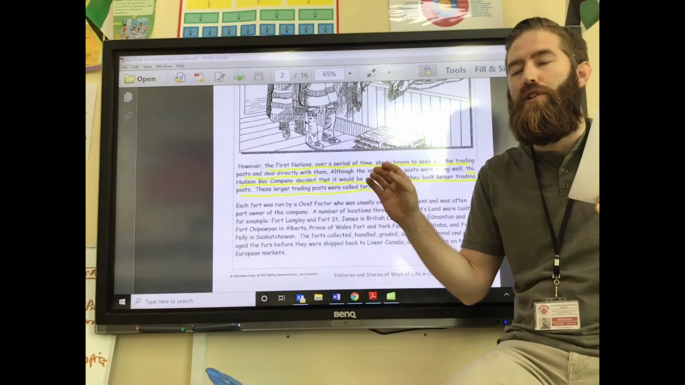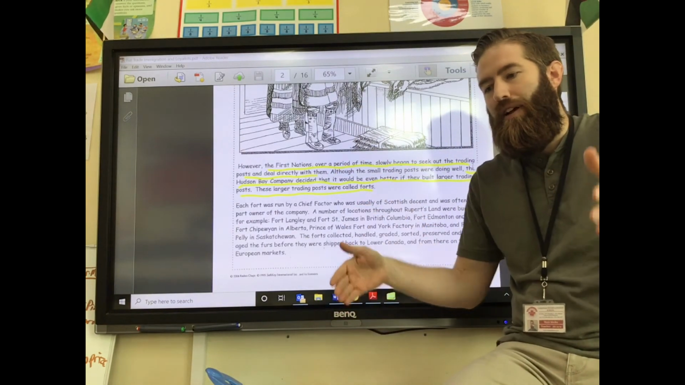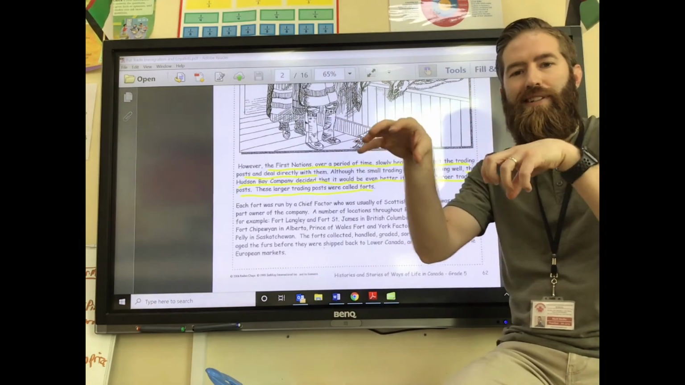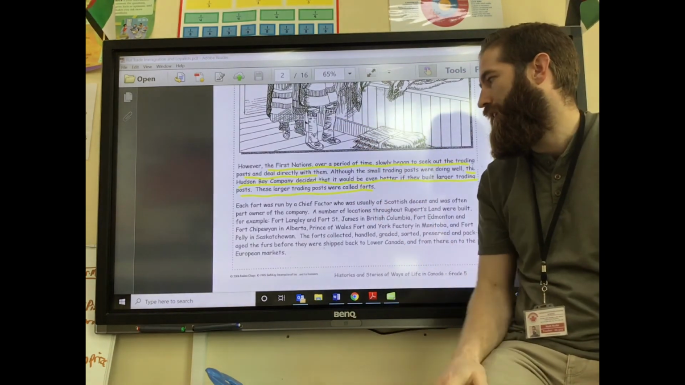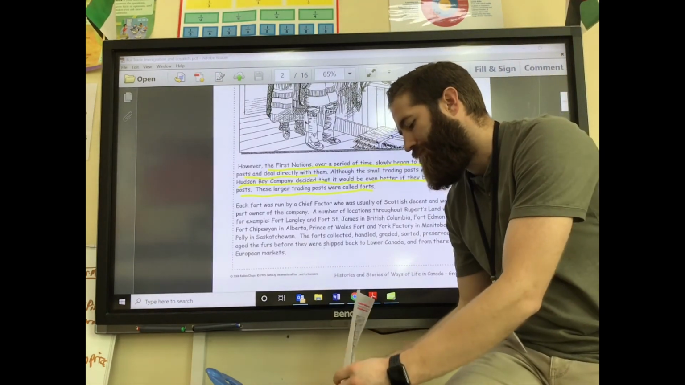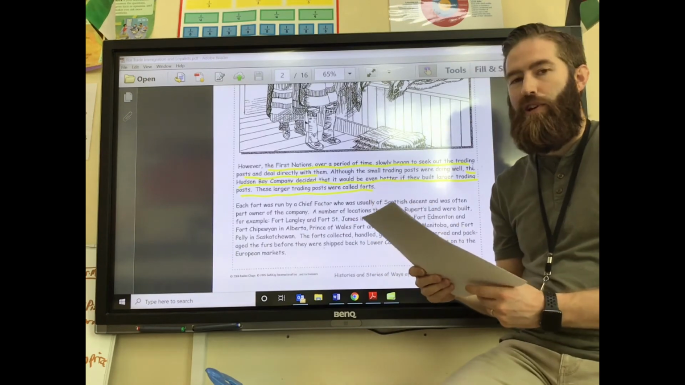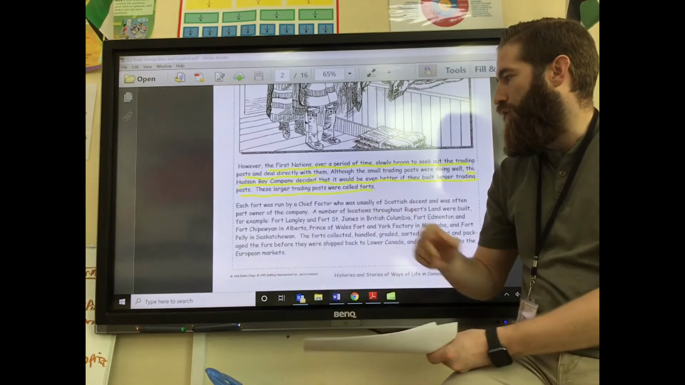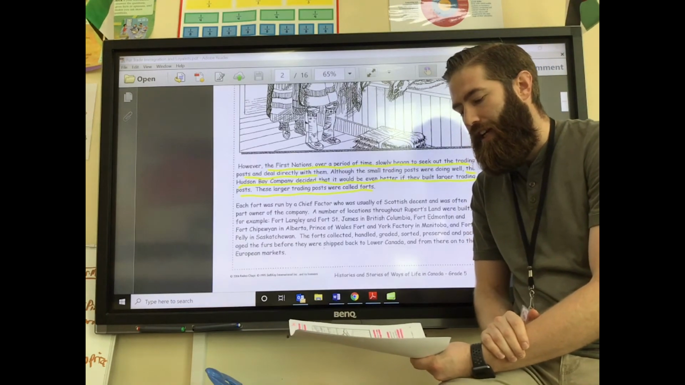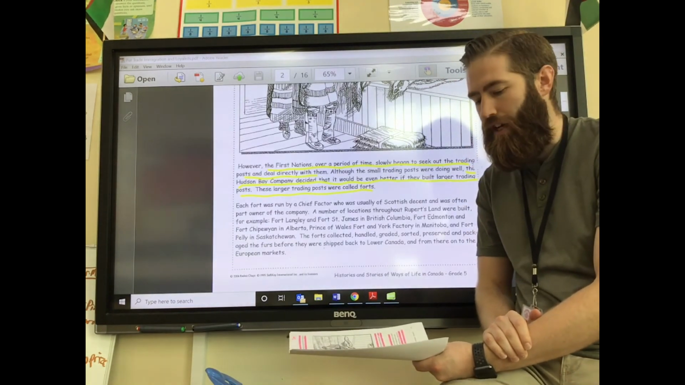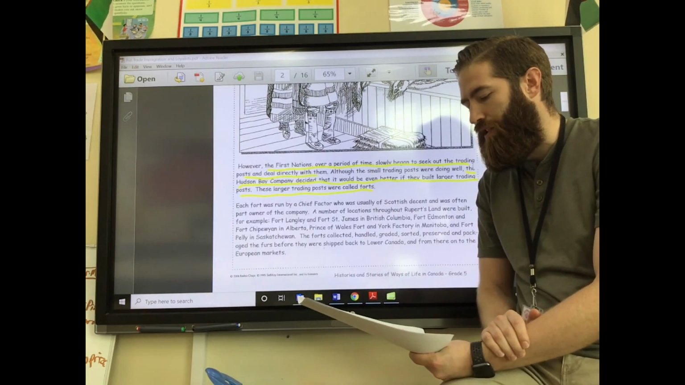We'll get into this with a little more detail in tomorrow's video, but it will have walls and little buildings inside of it, and it'll be more like a community, and that's what we'll learn about tomorrow. We'll learn a little bit about it right now, but tomorrow we'll get more into detail. Each fort was run by a chief factor who was usually of Scottish descent and was often part owner of the company.